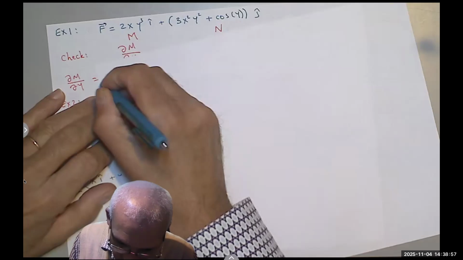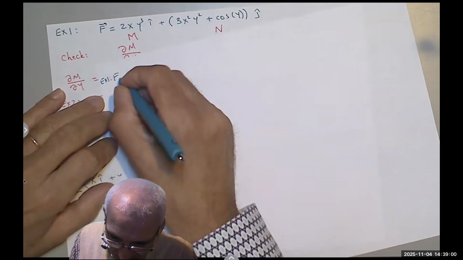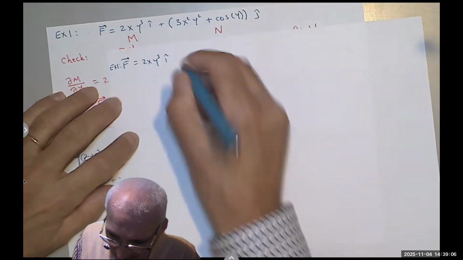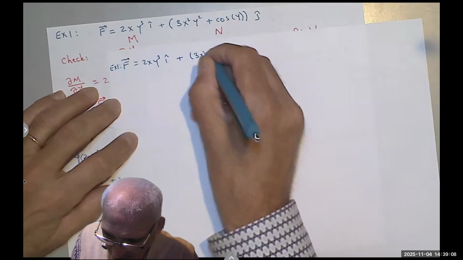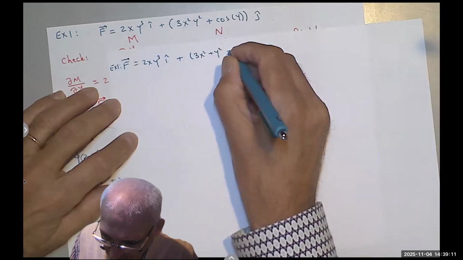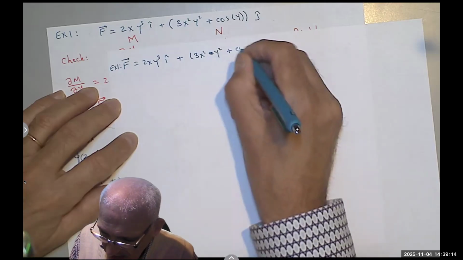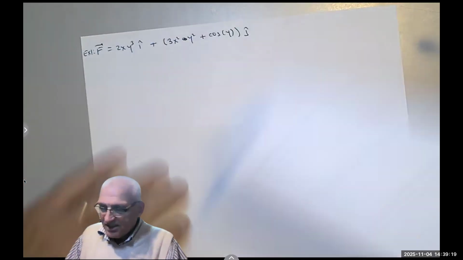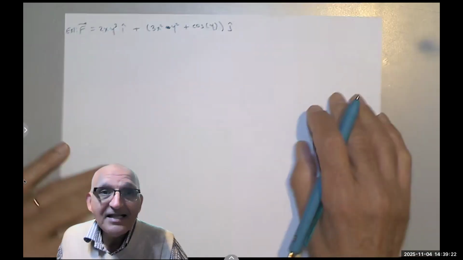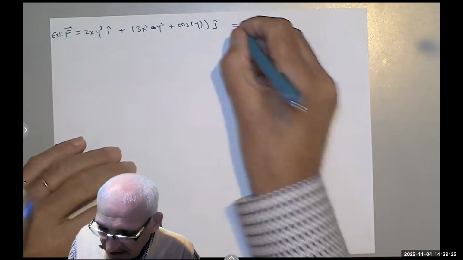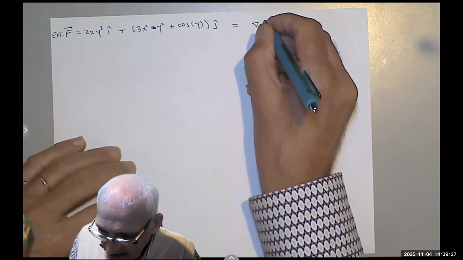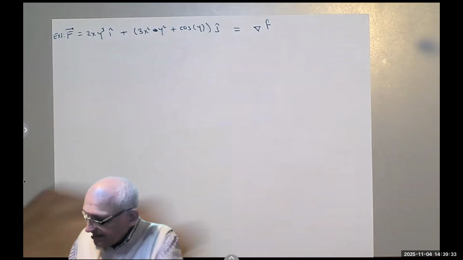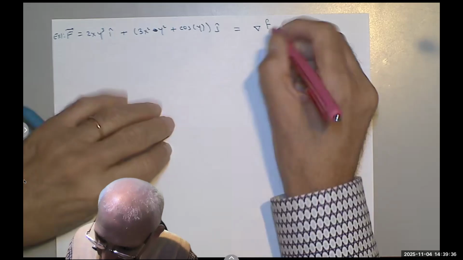So this is example one. F equals 2xy cubed in the i plus 3x squared times y squared plus cos y in the j. We already checked and we know it's a conservative field. And because of that, I can write it as the gradient of f, where f is what we call the potential function. So this is called the potential function.